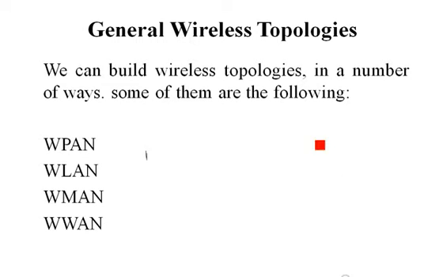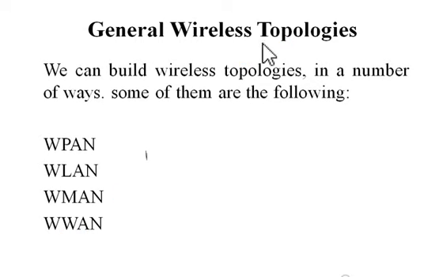In this video I will explain the general wireless topology. We can build wireless topology in a number of ways. Some of them are as follows: WPAN, WLAN, WMAN and WWAN. WPAN means wireless personal area network, WLAN means wireless local area network, WMAN means wireless metropolitan area network, and WWAN means wireless wide area network.